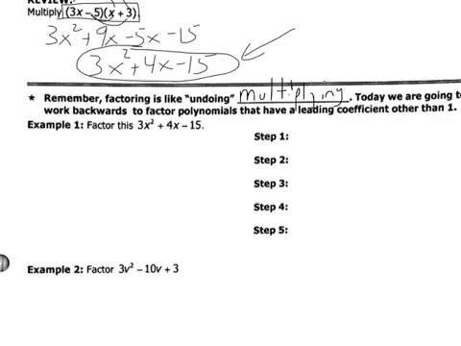Then we look to see if there's 4 terms. If there's 4 terms, we could do grouping. No, there's not 4 terms. But there's still a way to factor that, and we're going to call this the AC method. Okay, this is going to be called the AC method.